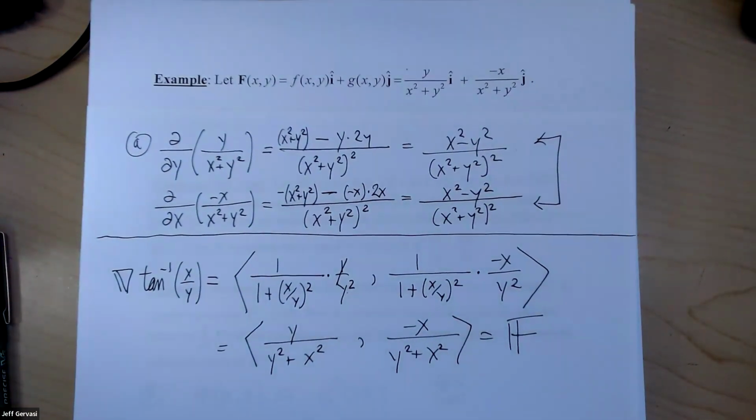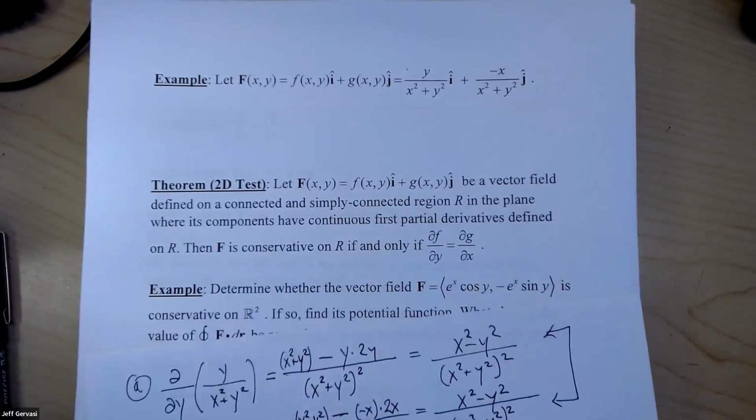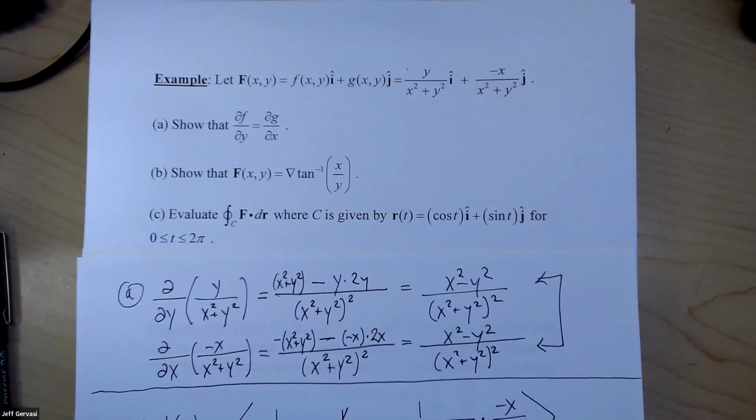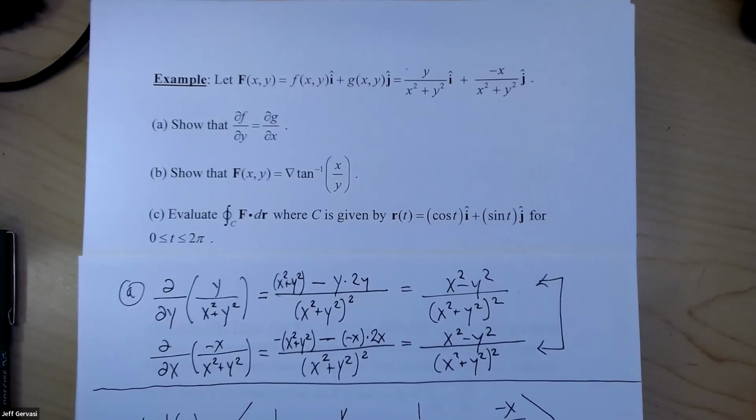Okay? Now, part C of that classic example, okay, there it is right there. Evaluate the line integral where C is given by the unit circle for t between 0 and 2 pi. What do you expect the answer should be? Yeah, you would expect the answer to be 0, right?